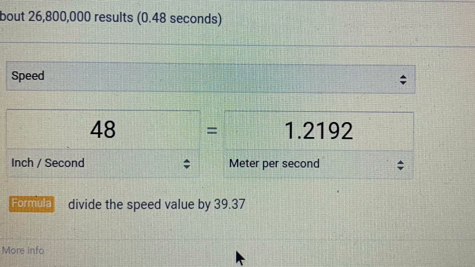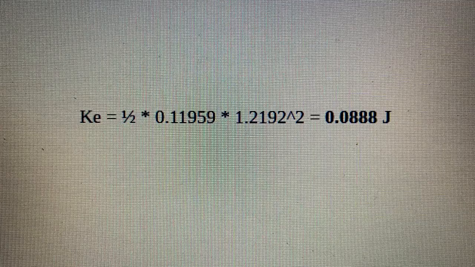Now that we have all the values for the variables in the kinetic energy equation, we can plug them in. KE equals 1/2 times 0.11959 times 1.2192 squared. This equates to 0.0888 joules. This sums up the example of how to calculate for an object.